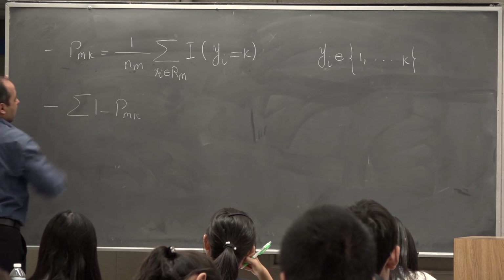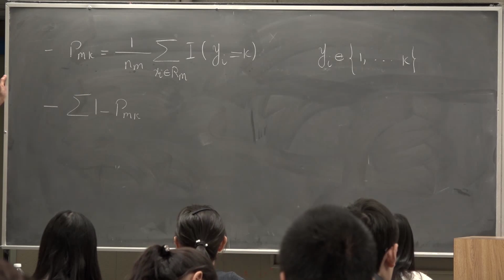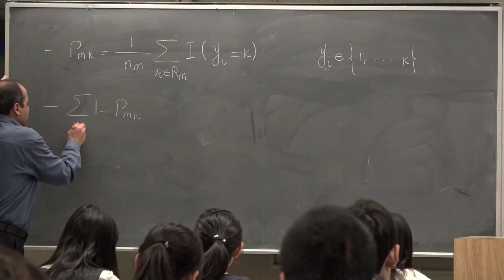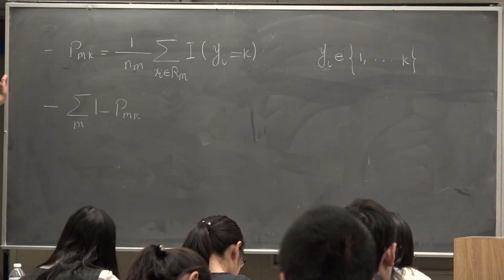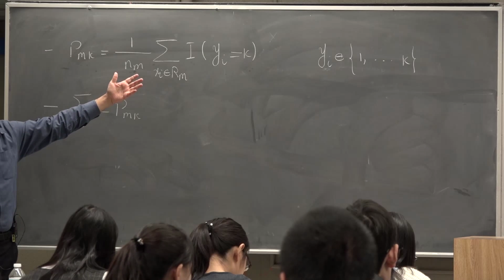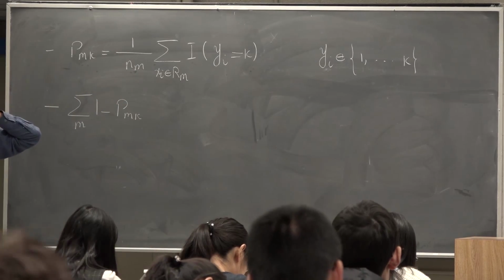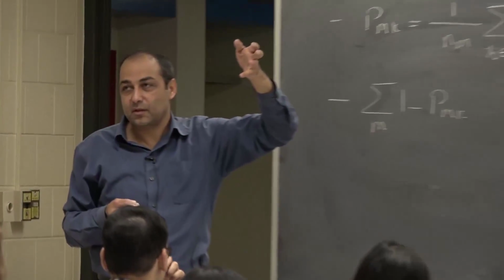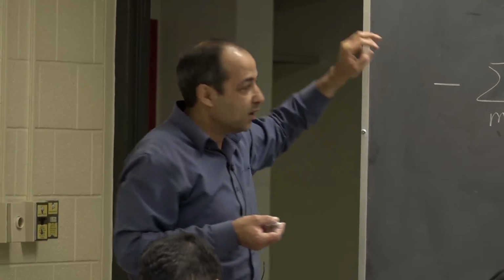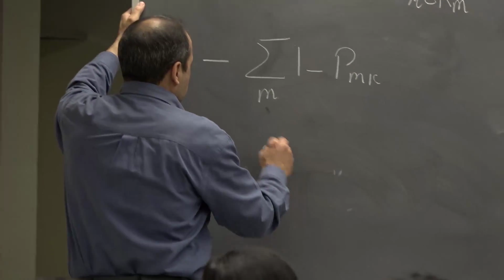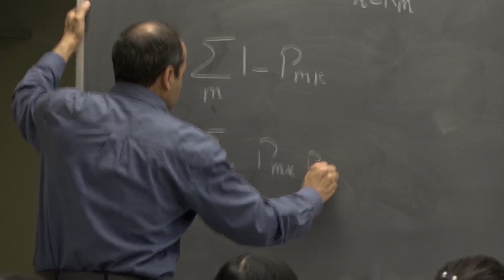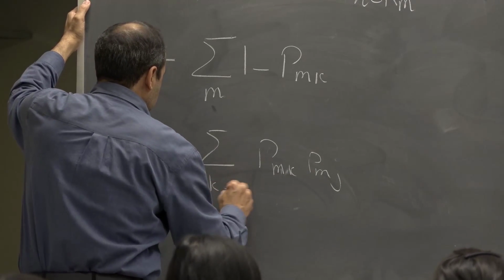And if I take the summation of that over all regions, that would be misclassification for class K. So I may decide to minimize misclassification. There are three very common measures in decision trees. One of them is this misclassification. Another one is this summation of PMK times PMJ when K is not equal to J.